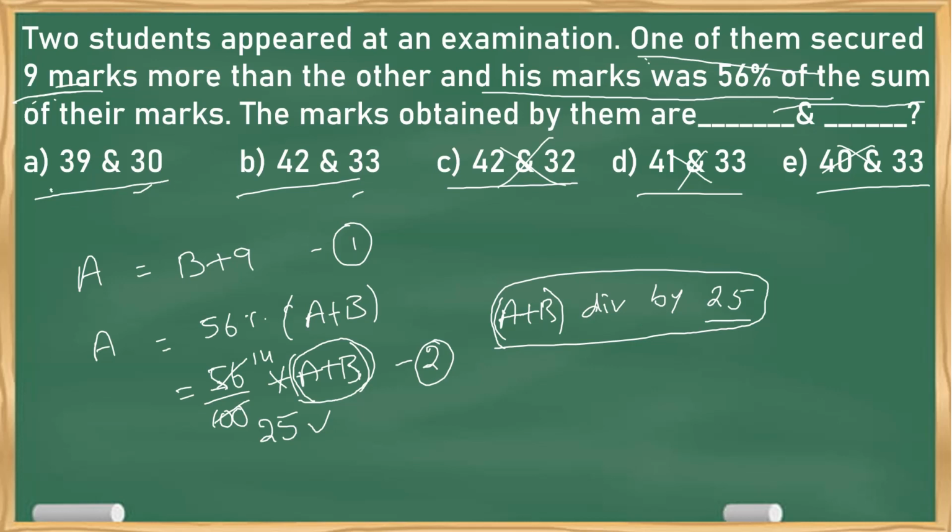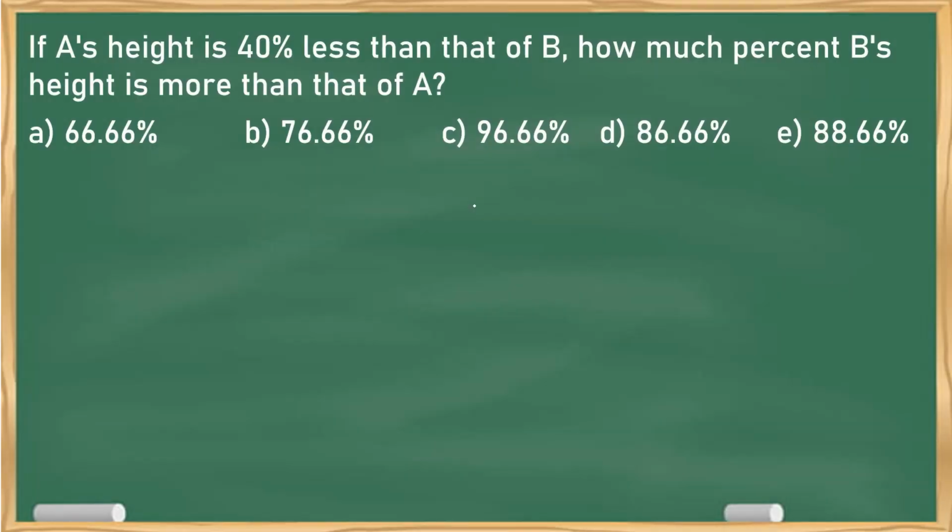Now 39 plus 30, how much? 69, which is not divisible by 25. 42 plus 33, how much? 75. So this should be the answer. Why? Because all other options are ruled out in the initial condition itself. Correct? So the answer is B. So here, instead of working out every detail, we can go with this.